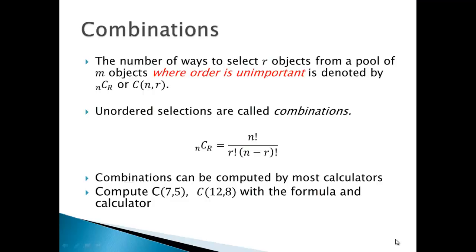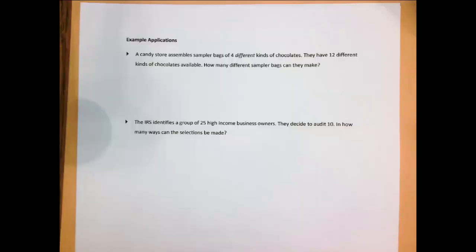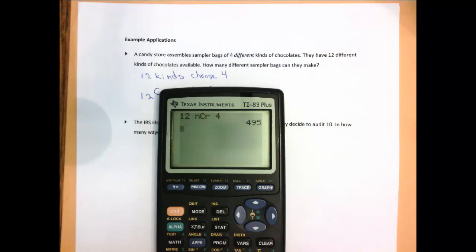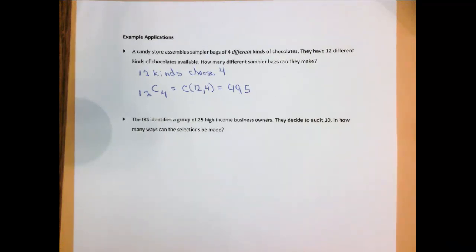Finally, let's look at a couple of applications of combinations. Firstly, a candy store assembles sampler bags of 4 different kinds of chocolates. They have 12 different kinds to choose between. How many different sampler bags can they make? The answer is easily constructed with a combination. There are 12 kinds, and they must choose 4. C(12,4) is the number that we need. That number is 495.